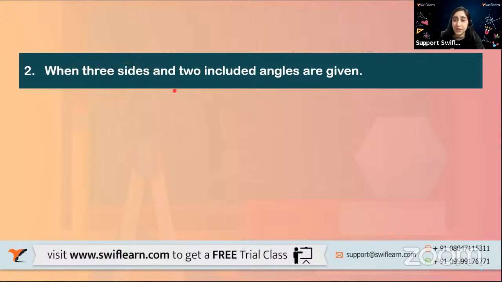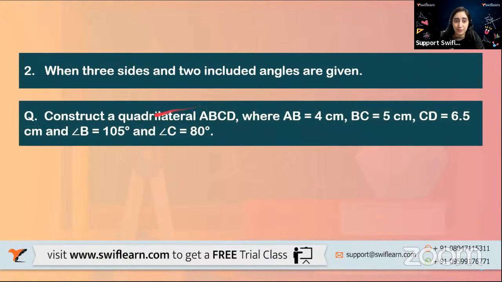Okay, when three sides and two angles are given. So in a quadrilateral ABCD, AB, BC, CD is given to me. Angle A is 105, angle C is 80 degree. So in this case, I know three sides. Earlier, I knew only two adjacent sides and three angles. But here I know the three sides, but two angles.